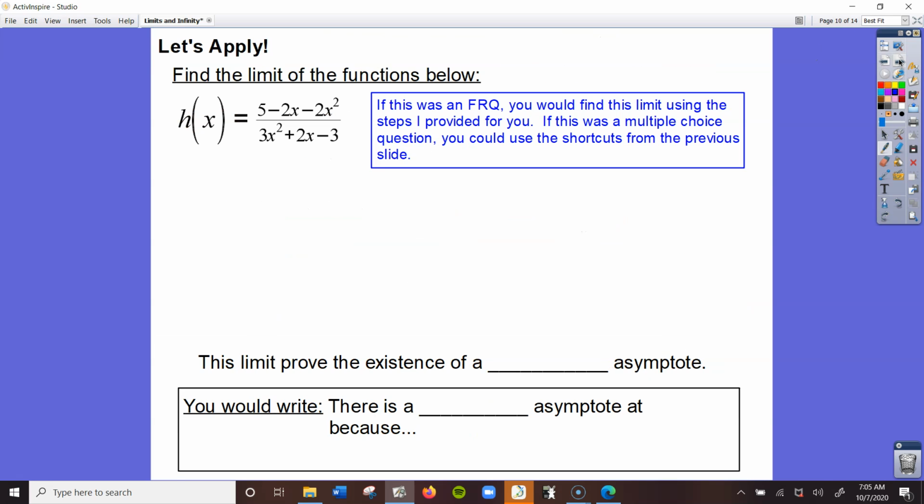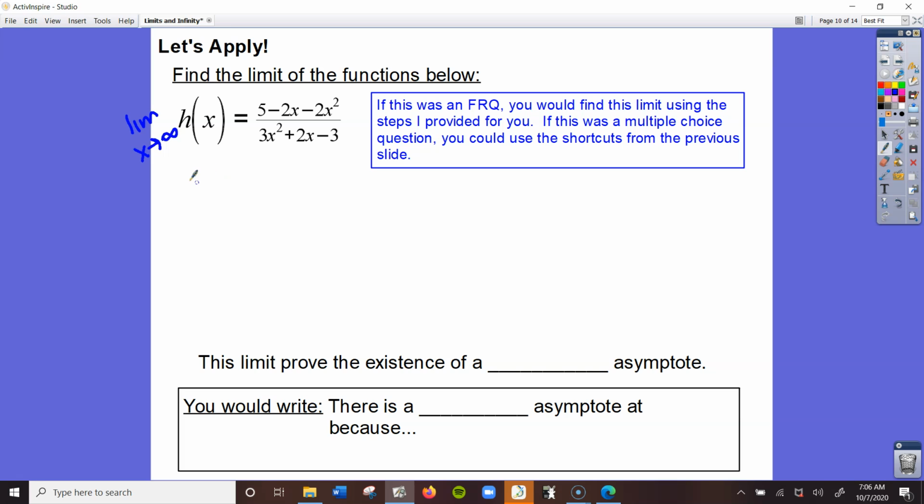So if you have a multiple choice question, you can use this shortcut. However, if it's an FRQ, you're going to want to show your work using that long way. Which is exactly what I have written here. So for this one, we're going to find the limit of this function. Now, I forgot to write the limit, but what we're essentially finding is the limit as x is approaching infinity of h of x. So if we were doing this the long way, we're going to divide everything by x squared.